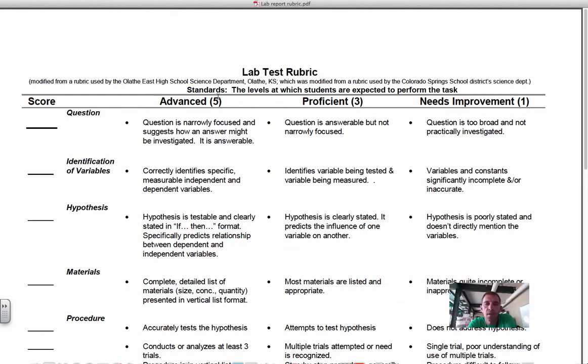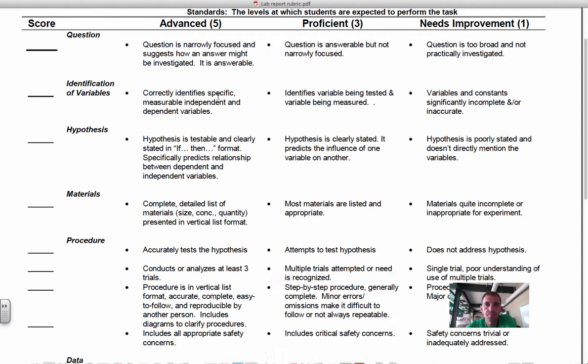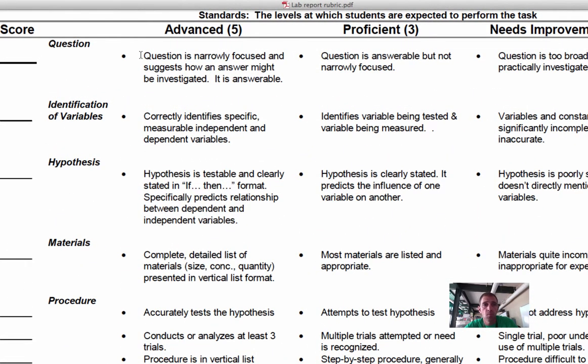Hey students, I want to take a minute and go over the rubric that we're going to use to grade the lab reports for the Isopod Behavior Lab. If you look up here, what we need to do is take a look at what it means to be advanced.